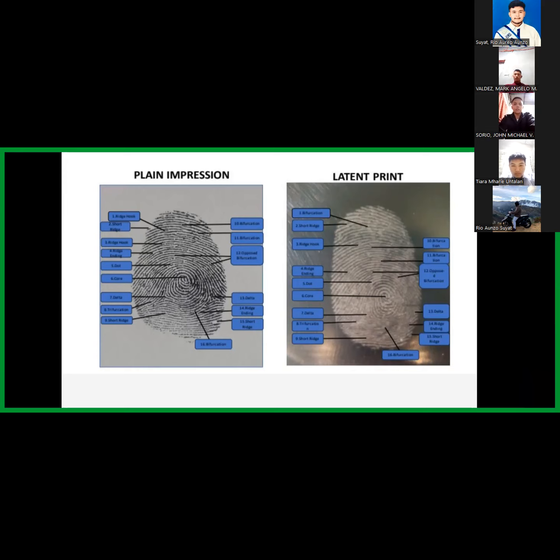Next is island ridge. This type of minutiae describes a single friction ridge that begins, continues for a short distance, then ends, disconnected on both ends. Next is hook, a fingerprint characteristic that comes out of the side of a ridge and suddenly stops in between ridges.